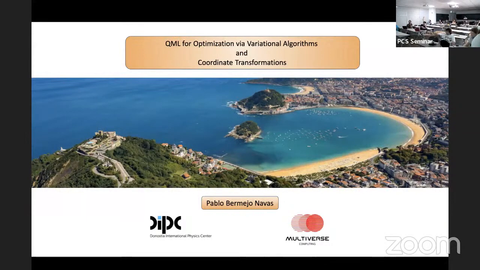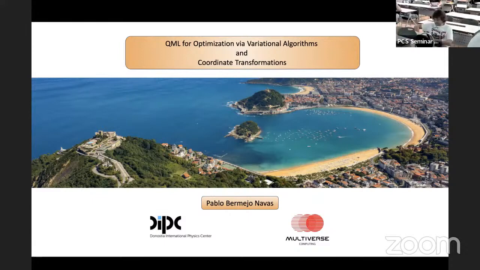So it's a great pleasure to have Pablo today with us, who is speaking from this beautiful place, as we can see in the first slide. Pablo is a PhD student currently at Donostia International Physics Center, and his supervisor is Roman Orus, who, for people who don't know, is one of the leading experts in tensor networks and more generally in building smart ansatzes in order to find many-body quantum states.